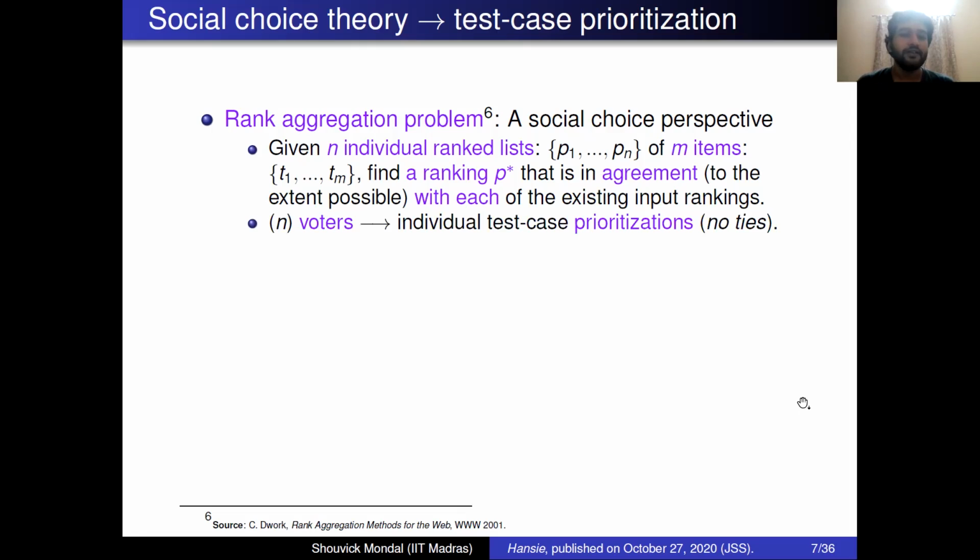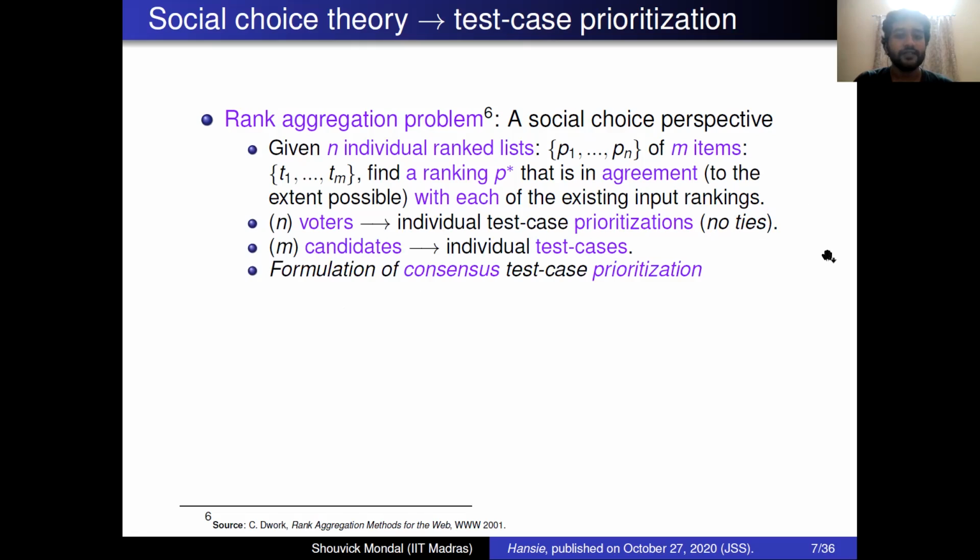In the social choice literature, these individual ranked lists are called voters. They are mapped to individual test case prioritizations, and we assume that there are no ties. By no ties, I mean that no two test cases will have the same rank, although they may have the same priority, but that priority tie was broken by some heuristic, maybe some randomized technique, which the traditional test case prioritizations in the literature currently do. And then there are M candidates, corresponding to individual test cases. So N voters and M candidates are the two parameters here.